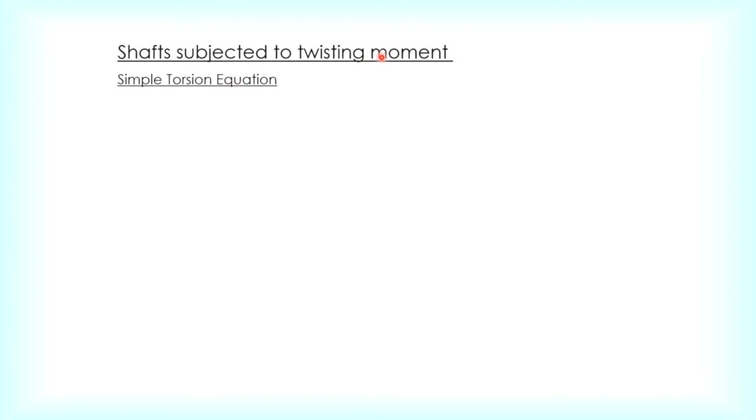When we look into twisting moment or torque, the first thing we think about is the simple torsion equation. In the simple torsion equation, we have two relationships. One is the strength relationship and the other is the stiffness relationship. Based on the strength relationship, we have T, which is the torque, J, the polar moment of inertia, tau, the shear stress on the shaft, and R, the maximum radius of the shaft.